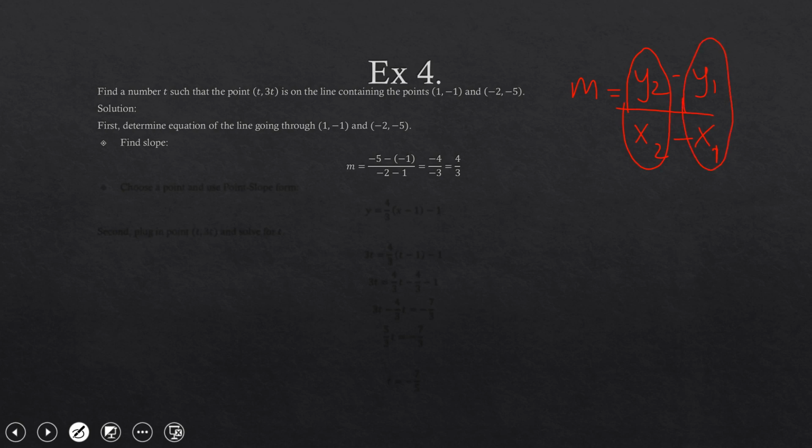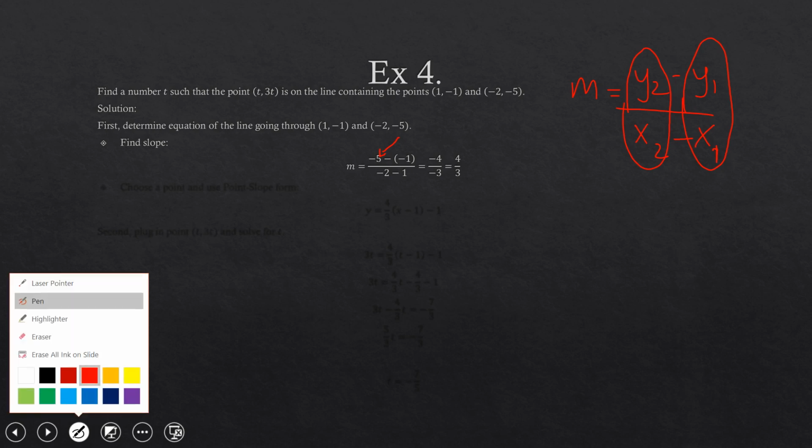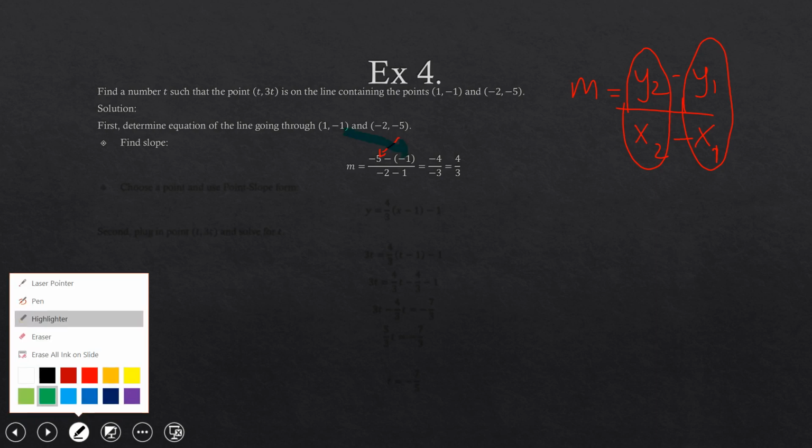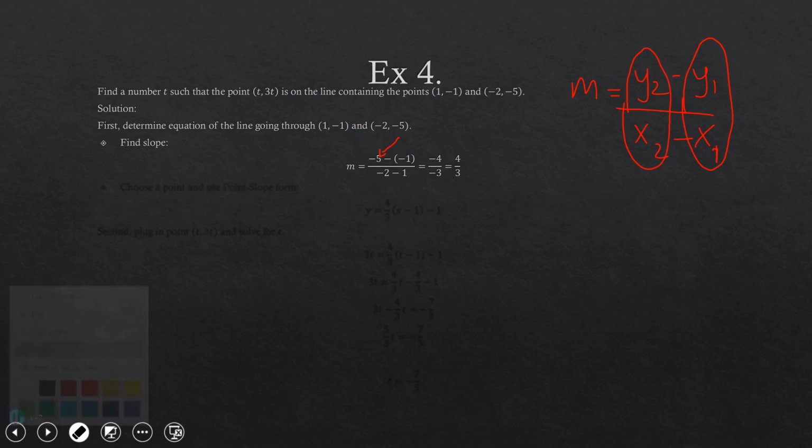So we have -5 is going in there, and -1, use another color, going in there. Oops. Erase that. -1 is going in over there. Oh, that's a highlighter. Shoot. Pen. There we go. Oh well.